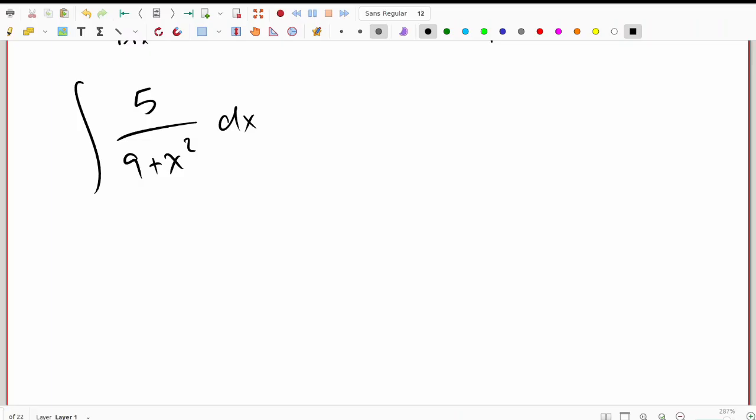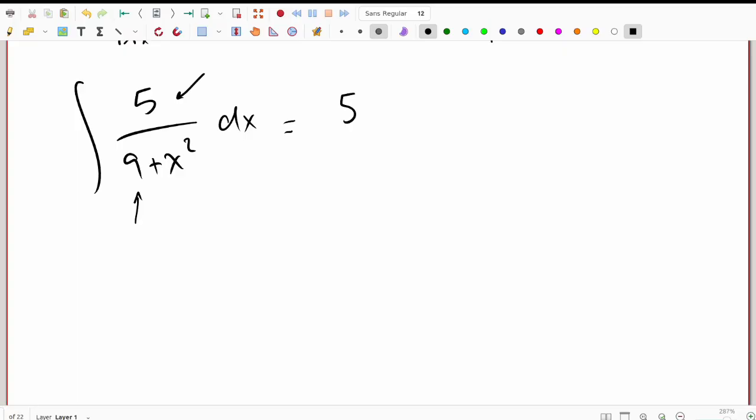Let's suppose we had this integral. Now, this almost looks like the derivative of arctan, but there are some differences. Firstly, there's a 5 here, which is simply a coefficient, so that's not an issue. Secondly, there is a 9 here instead of a 1 plus x squared. So we're going to rearrange the function so that it looks more familiar to something that we know.